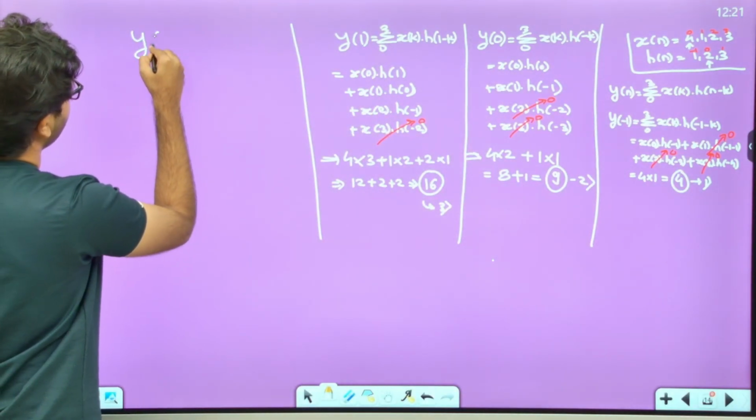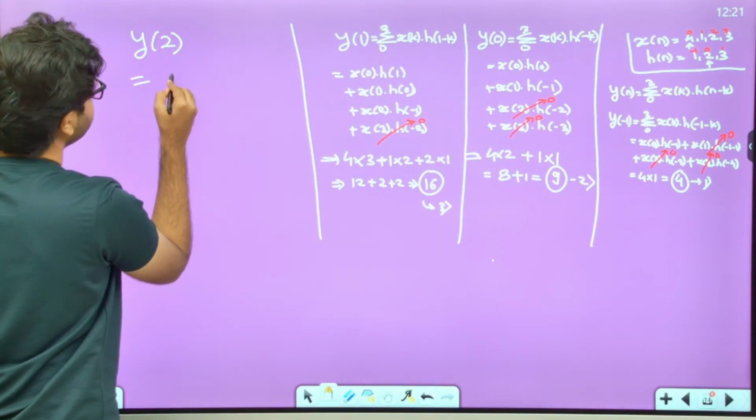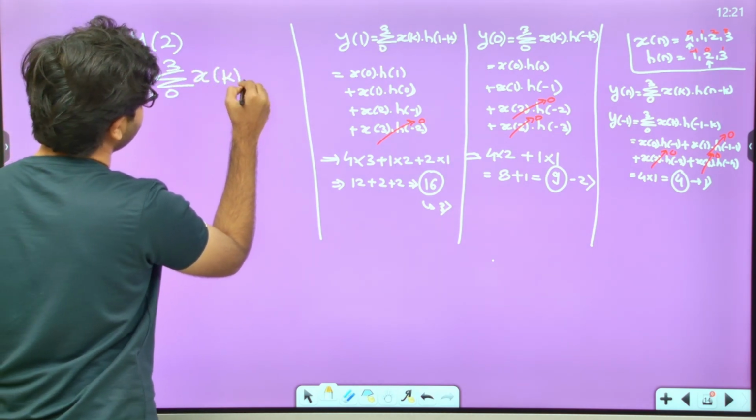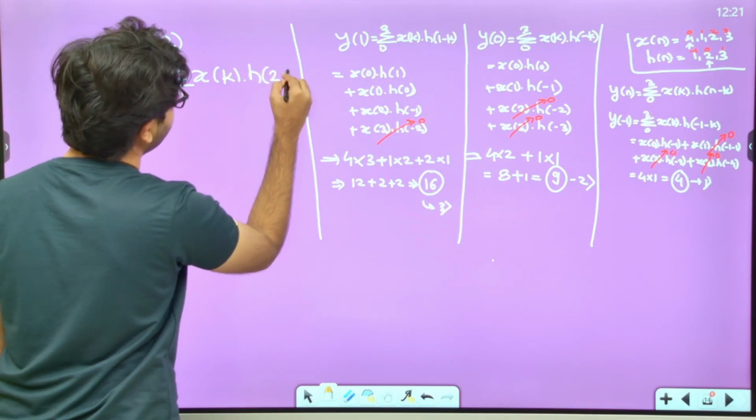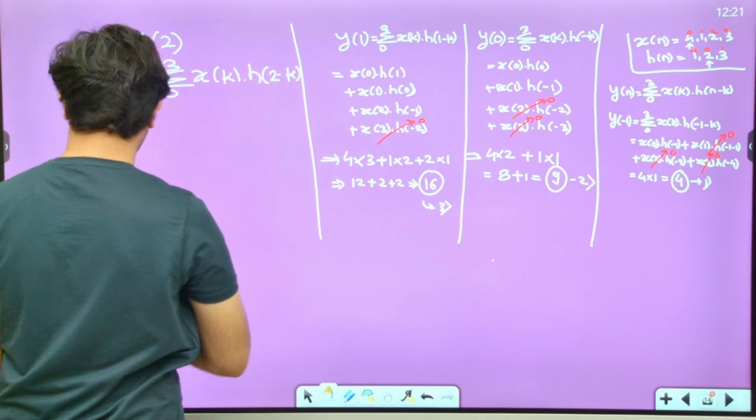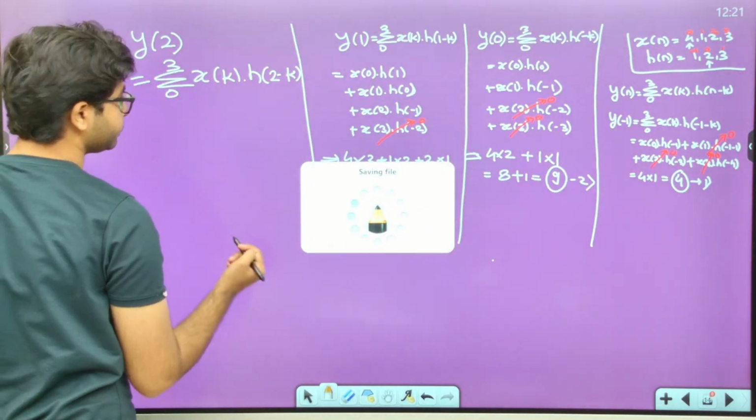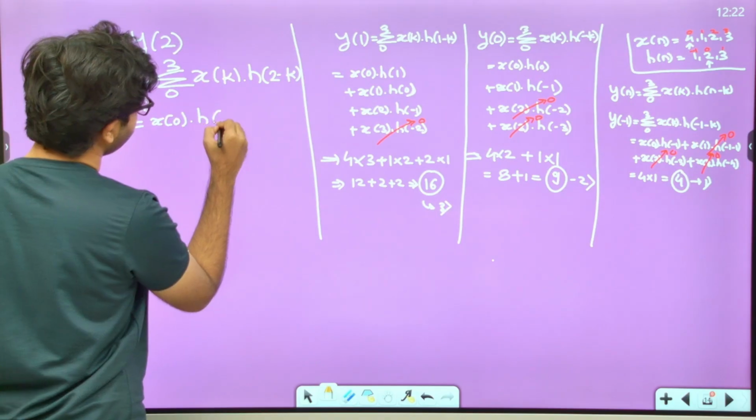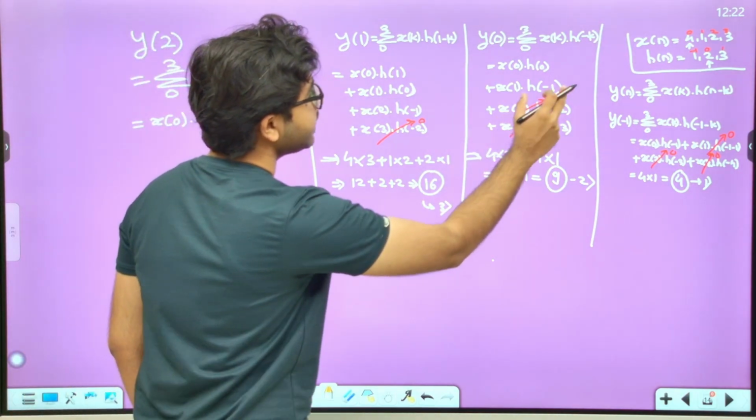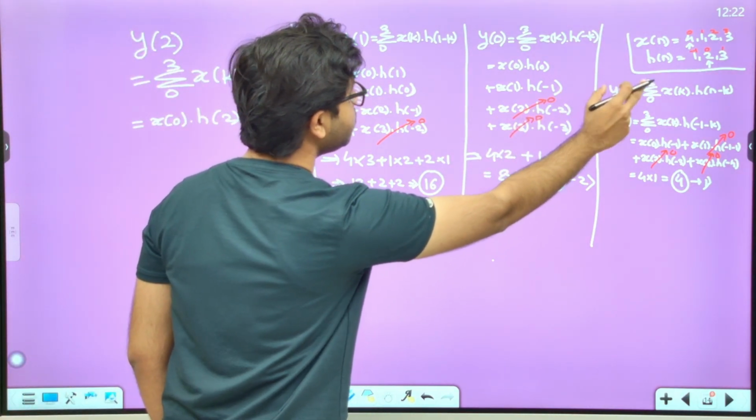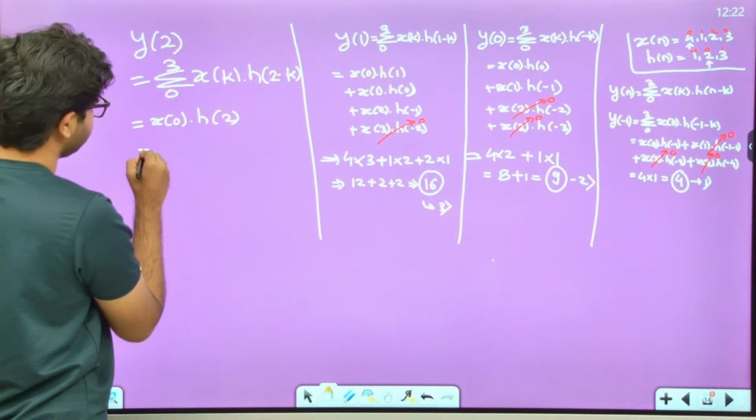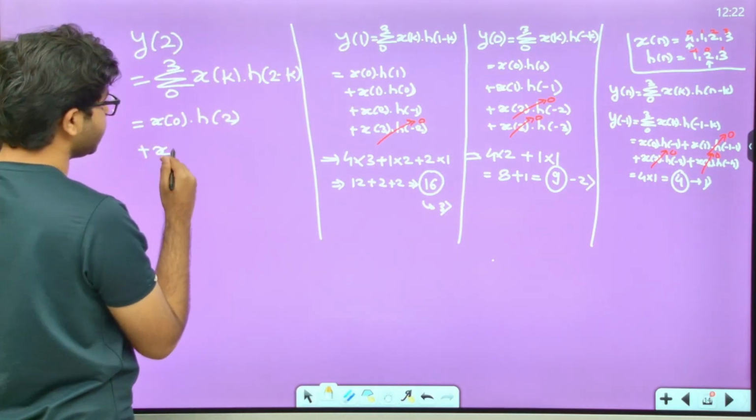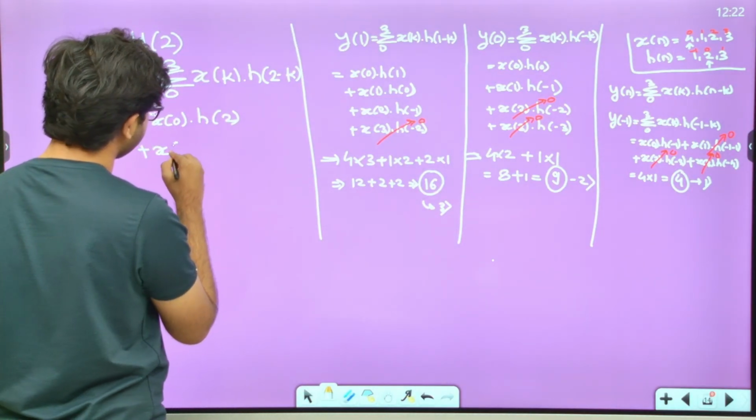Now let's say y of 2 is here. It will be summation 0 to 3 x of k h of 2 minus k. Okay, now x of 0 h of. Now you can see the h is for the minus 1 to 1 only. So 2 will also not exist. But here we will write. This is the first example. It will be too lengthy, but just be with me. We will be discussing shortcut after this.